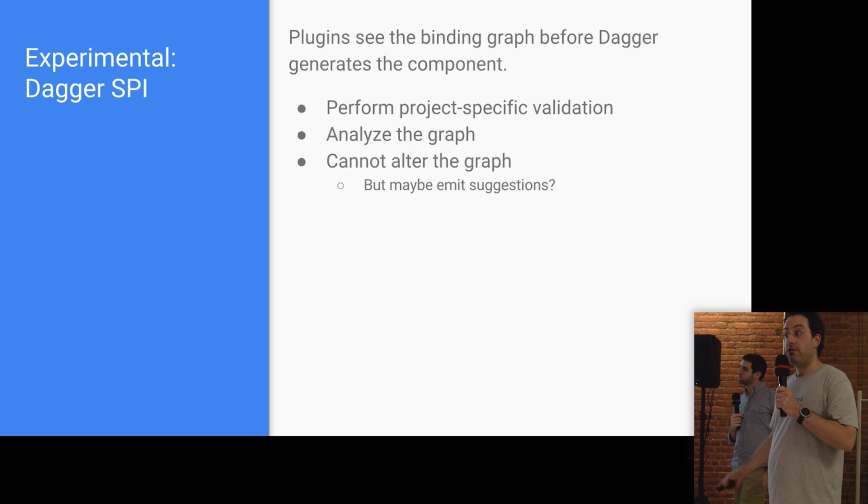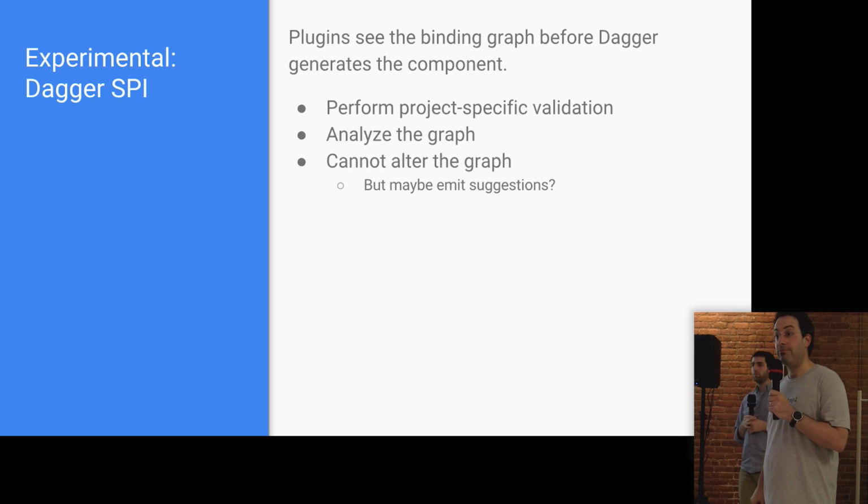So some ideas are to perform project-specific validation. You can have a perfectly valid Dagger binding graph that's perfectly fine, but you and your project have decided that this particular class can never be used in that component, or this particular class can never depend even transitively on that particular class. You'll be able to do that kind of analysis and actually report errors that will break people's build for your component. Dagger will not generate a component, and if everything goes right, people will see the little red squiggly line saying, I'm sorry, you're not allowed to do that with this project.